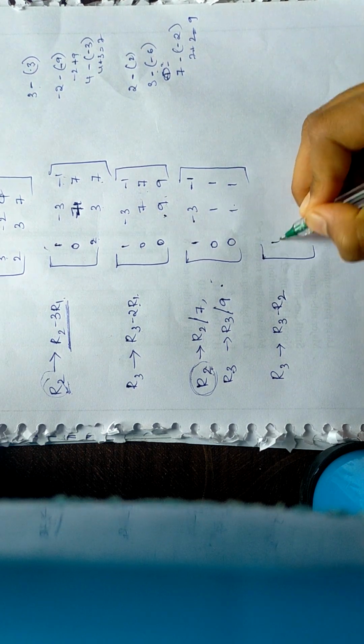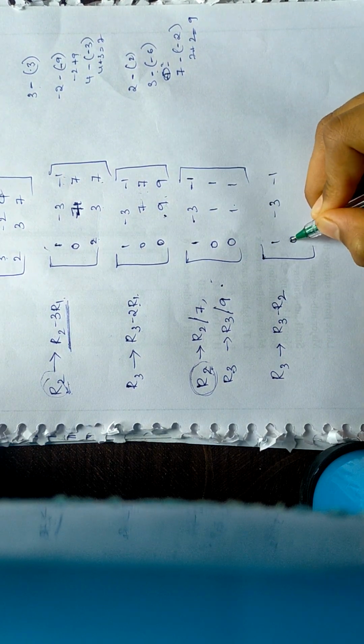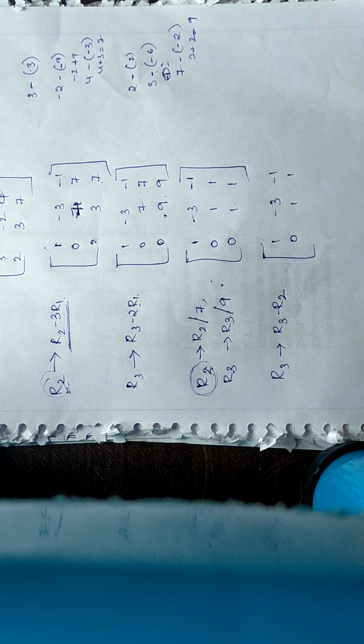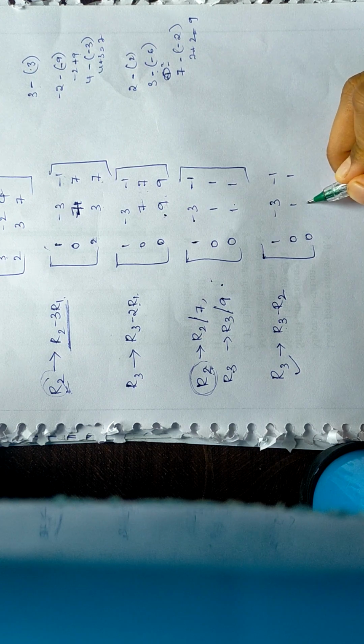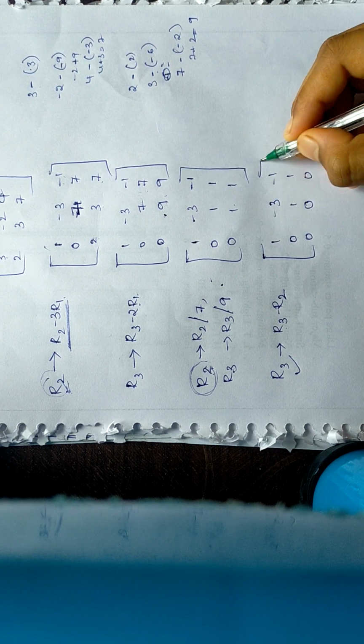Now what will you get? 1, minus 3, minus 1. You have to write the row 2 values and row 1 values as the same. Now update R3: R3 minus R2. 0 minus 0 is 0. 1 minus 1 is 0. 1 minus 1 is 0.